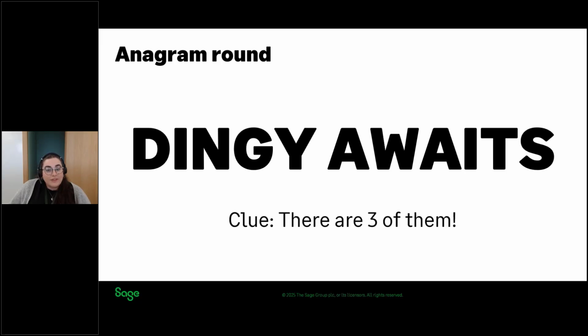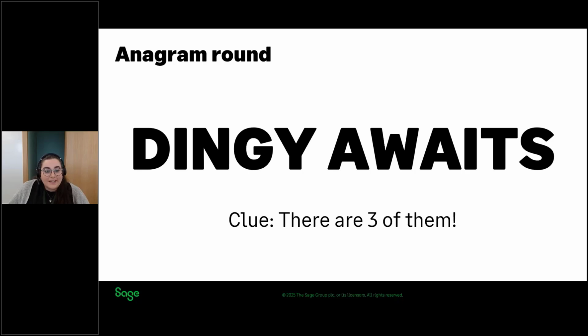While we do go through the answers for each round, we do actually have an anagram for you all to figure out too. If you do figure it out, put your answer in the questions panel. So kind of submit that as a question. And yeah, we will reveal that at the end of the round once we've gone through the answers. So this one is dinghy awaits. That is your anagram. Dinghy awaits, and the clue is that there are 3 of them. And this does relate to sick pay. It's another little clue. So answers then.